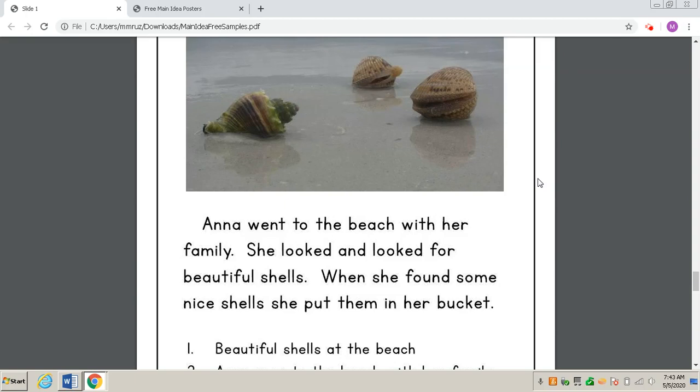And think to yourself, what is happening? Who is the story about? Why and where and how and when the story takes place? Okay, so think about all those things as I read it to you now.